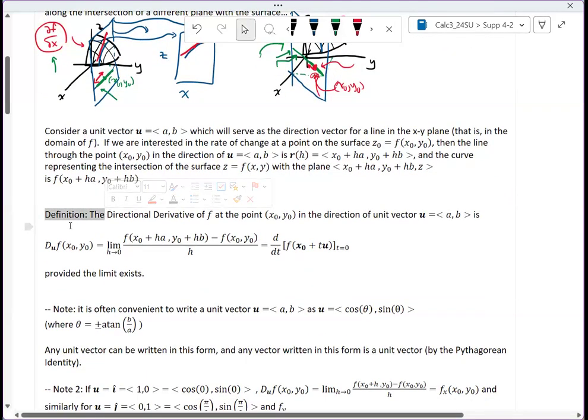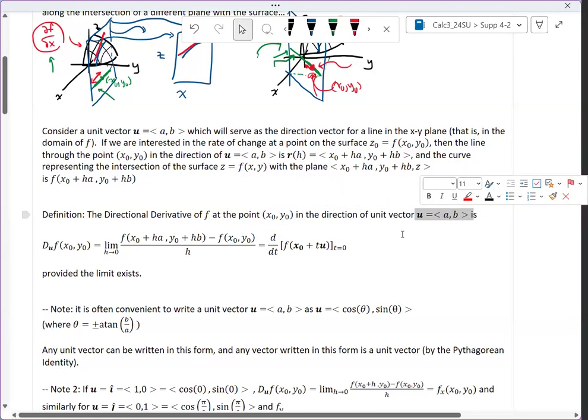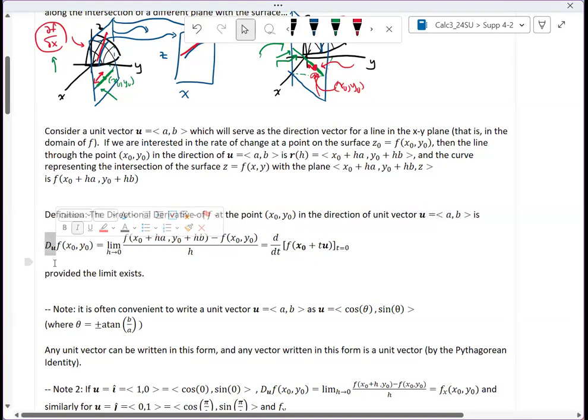Okay, so let's formalize this into a definition. The directional derivative of f at the point x naught, y naught in the direction of a unit vector u equals ⟨a, b⟩ is, we use this notation, capital D subscript u vector. So that's a bold u in the subscript, or if I write it by hand, I'll write it as a u with a vector bar over it. So D_u f of x naught, y naught is the notation we'll use for the directional derivative in the direction u at the point x naught, y naught.